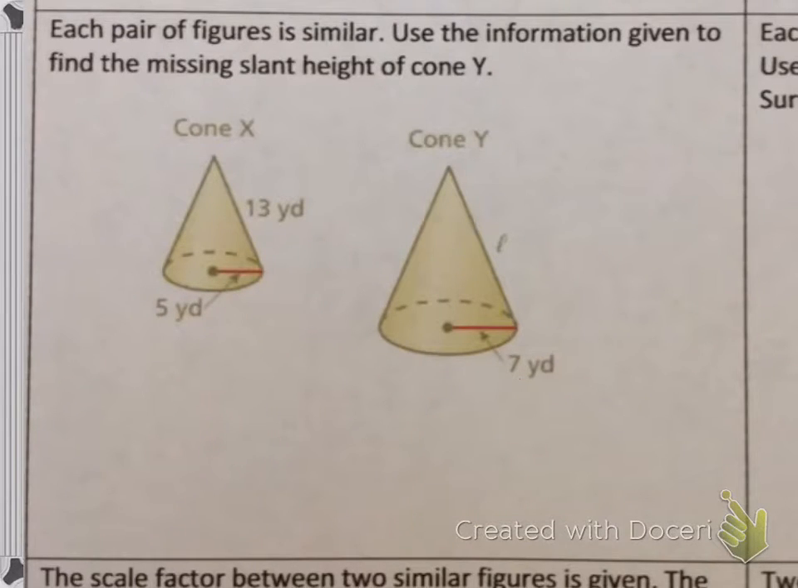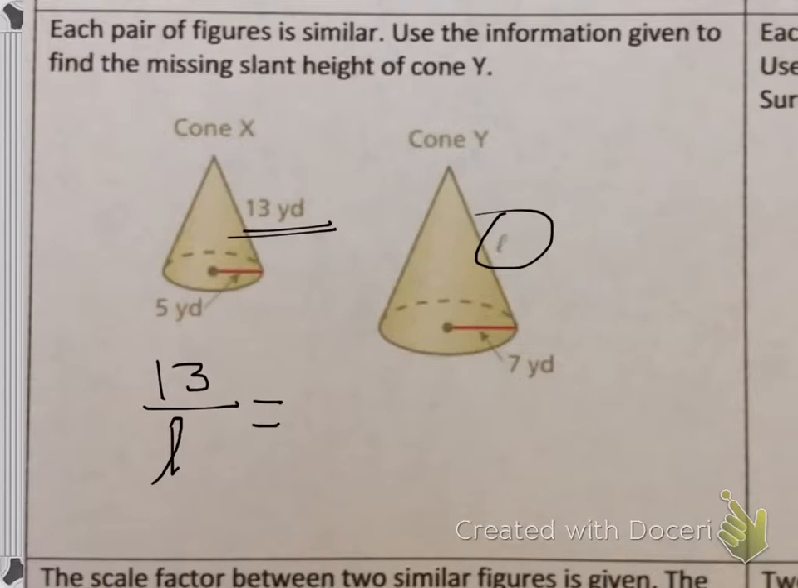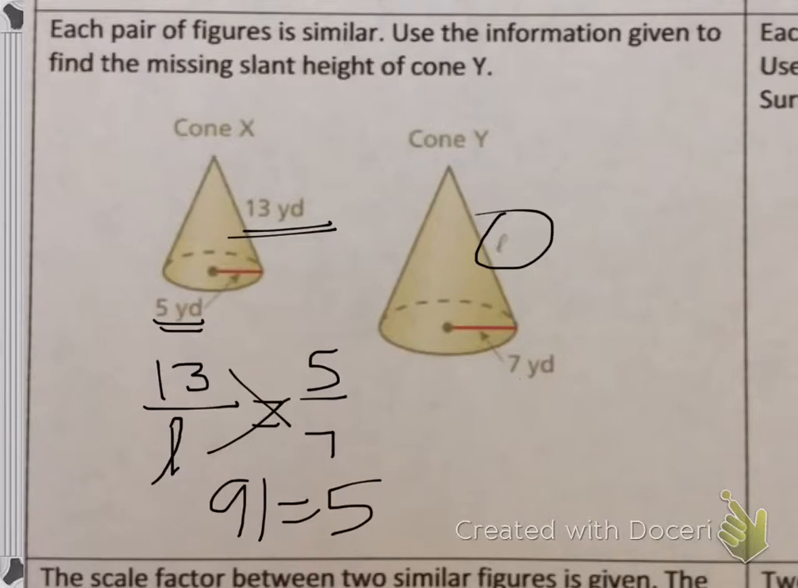All right, so let's use that information now to set up a proportion that we can cross multiply and solve. I'm looking over here for the slant height of the cone. I know this slant height, so I can go 13 over L. And then I can go 5 over 7, remembering to start with the same cone that I started with the first time. To cross multiply, when I go top to bottom there, I have 13 times 7, which is 91. And then the other direction, I would have 5 times L.